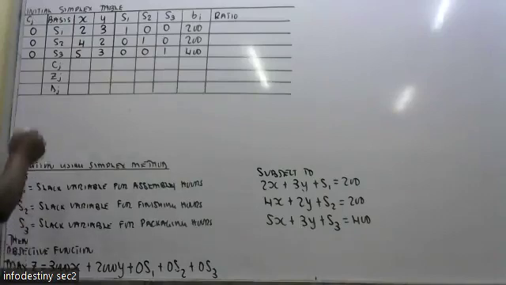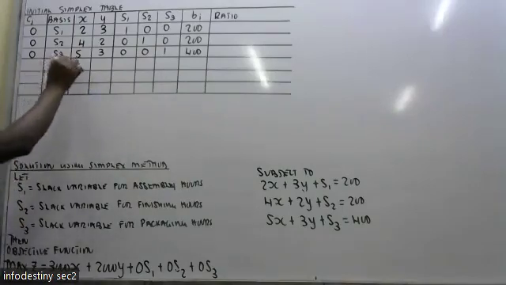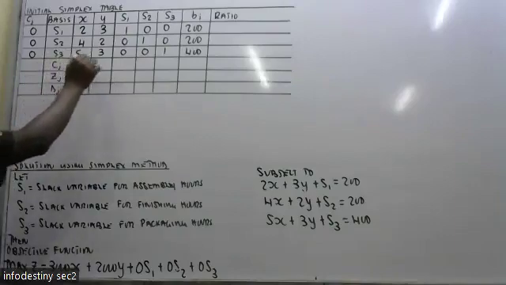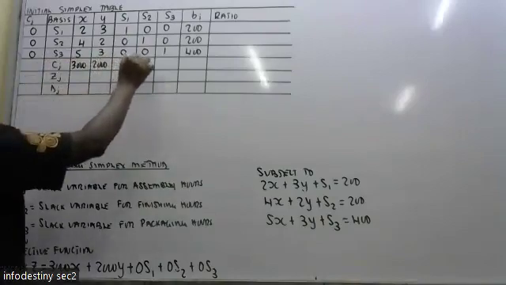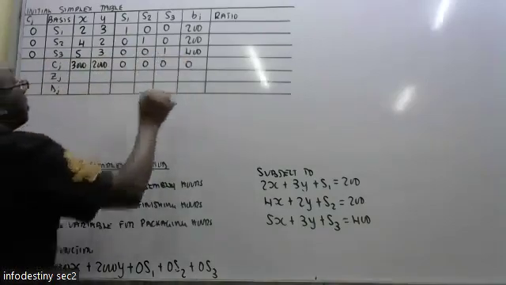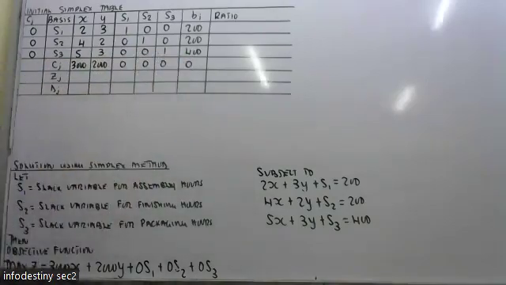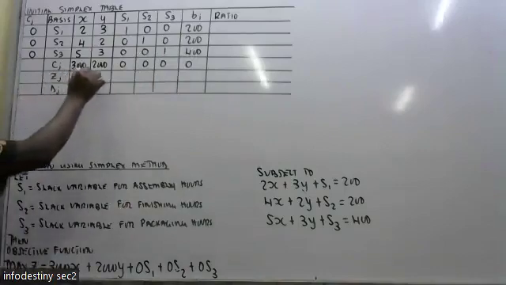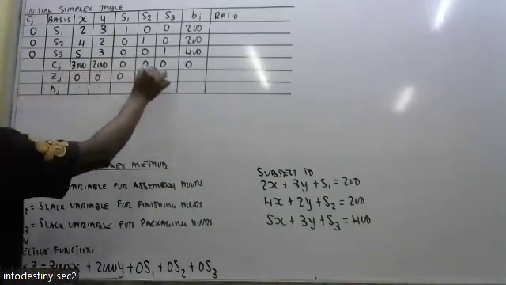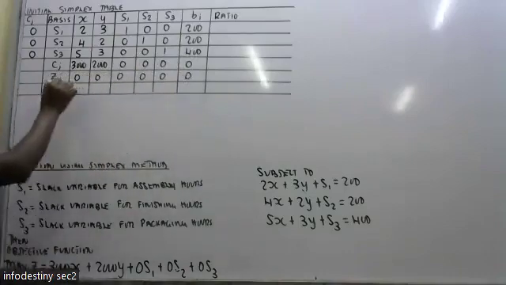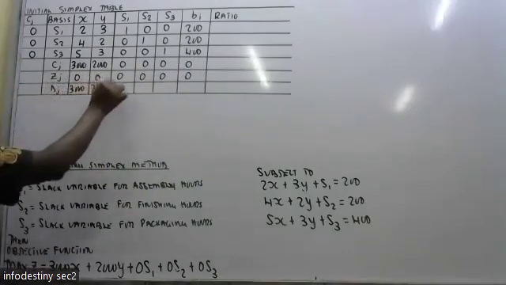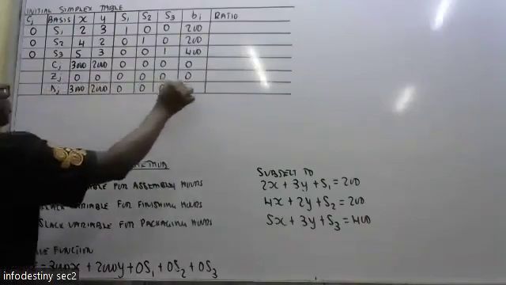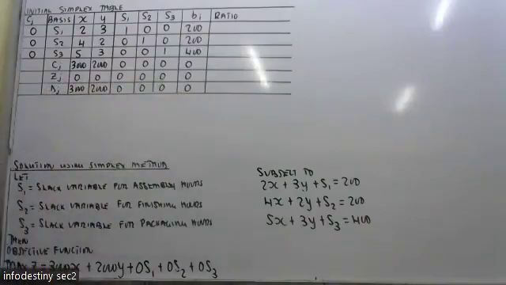This other one for CJ, X equals 3,000, Y equals 2,000, and S has the zeros. Then ZJ, as I told you in the first table, also has zeros. Then you subtract: this is 3,000, this is 2,000, that one.